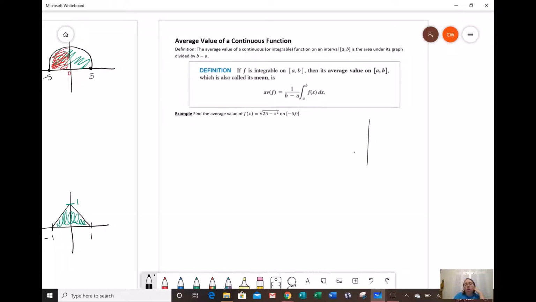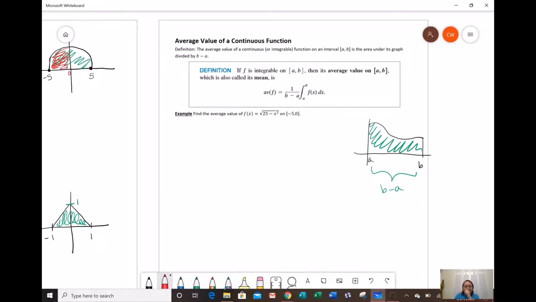So if I were to draw a picture of a function, here we go. So let's call this a and call this b. What we're doing is we are going to find the area under this curve, and then we're going to divide that area by the width of the base. Okay, which basically tells you what the function value is on average.